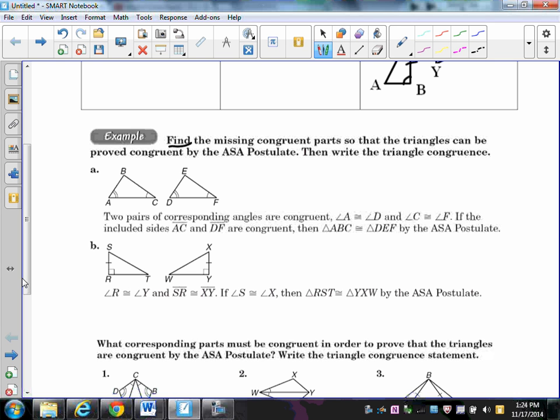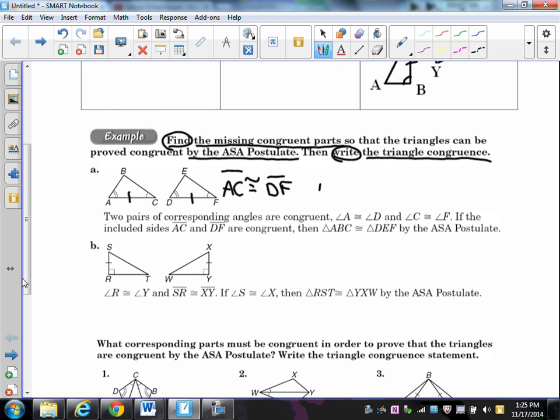Our directions say find the missing congruent parts so that the triangles can be proved congruent by the ASA postulate. Then write the triangle congruence. So we see in letter A we have two angles, so we need the included side. That would be AC and DF. So we would say segment AC is congruent to segment DF. That's what we would need to put in. And then we'd write our triangle congruence.